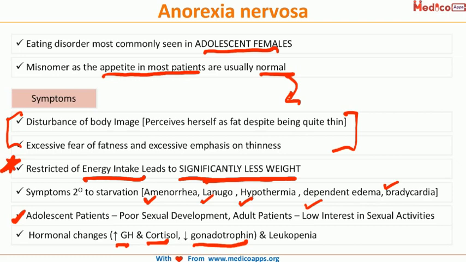If you understand properly, there is a patient who has a disturbed body image, who perceives herself to be fat even though she is very thin, and because of this, even though her appetite may be normal in most cases, she starts taking significantly less calorie intake, which leads to further decrease of weight and secondary symptoms of starvation like amenorrhea, hypothermia, dependent edema, bradycardia, poor sexual development, and low interest in sexual activity. So this is about anorexia nervosa symptoms.